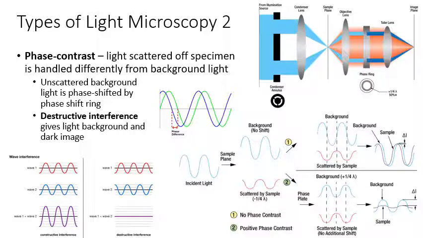You also have phase contrast light microscopy, where the light that is scattering off of the specimen that makes the image is handled differently from the background light that is not scattered. There are different types of phase contrast microscopy, where the background light would be handled in different ways, but in general the wavelength of that background light is going to be shifted and then blocked out or else enhanced, so that you end up with the image looking different from the background. In general, you're going to get a light background and a dark image with phase contrast microscopy. We won't worry about the details of it so much.